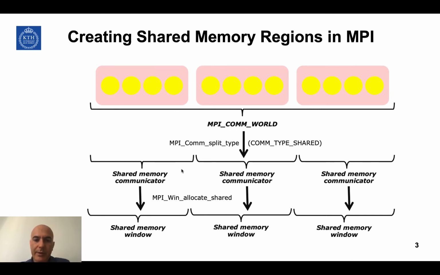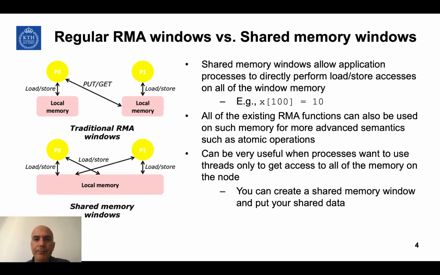Then we use this split-type shared communicator to allocate the windows that are shared within the nodes. For doing that, we use MPI_Win_allocate_shared, and this will create our shared memory window. Shared memory windows allow application processes to directly perform load and store accesses on all the windows of the memory. So on the local memory, we can do just load and store, like in this case, where we write a 10 to this element of the X array.